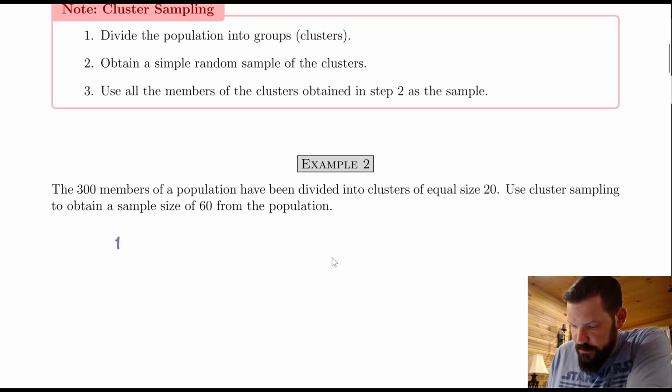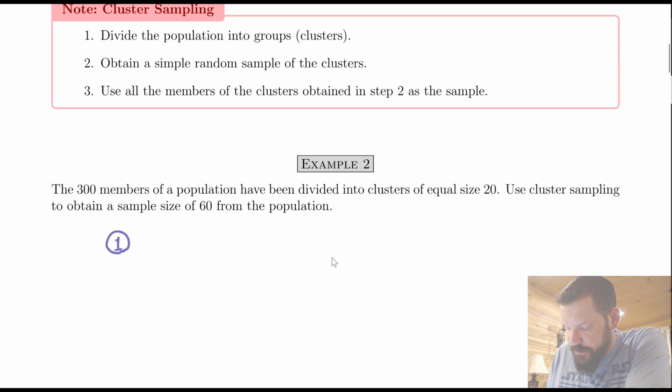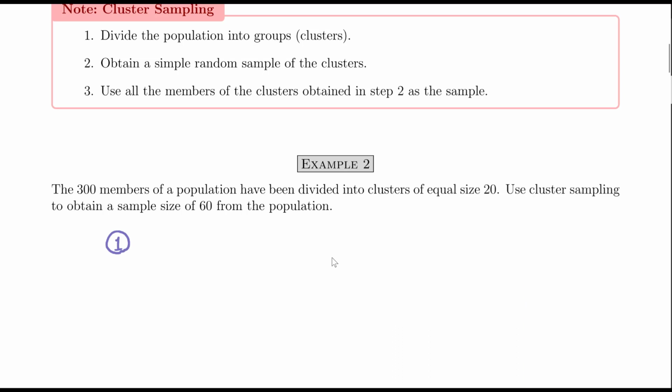Step 1 of cluster sampling says we divide the population into groups or clusters. Well, we already know the population size is 300. We know the cluster sizes are going to be of 20 people. So we need to figure out how many clusters we're going to have. So we take the population size divided by the cluster size, and we get 15. So we're going to have 15 clusters of 20 people each.